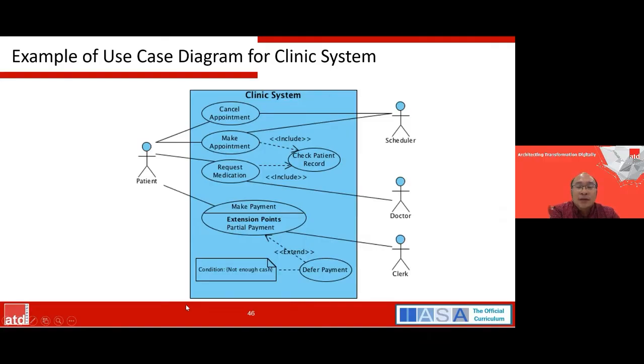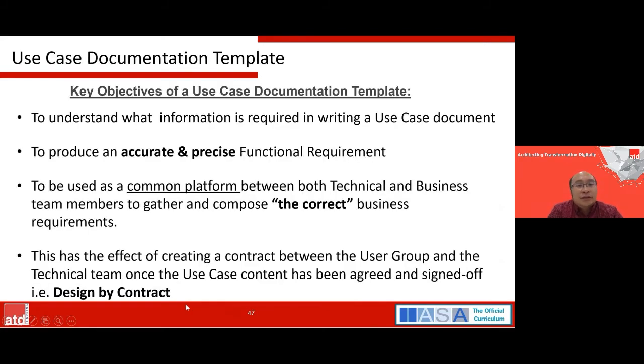So if you want to refer more on this, you can refer to the other webinar where I explain how to use this. And of course, the key objective of the use case documentation template is that when we templatize things, if there's anything missing, we will know straight away. Also, we want to get a so-called design by contract, so we get correctness and also acceptance by the user.